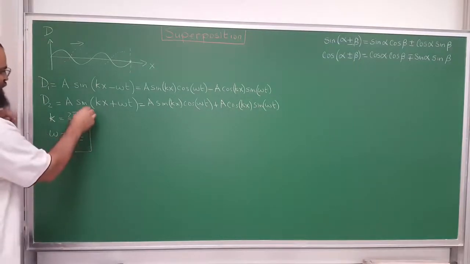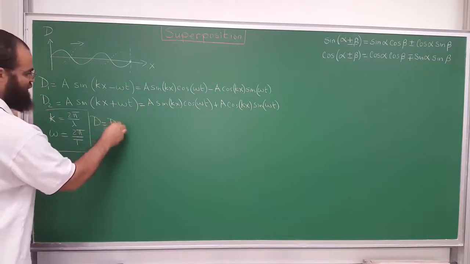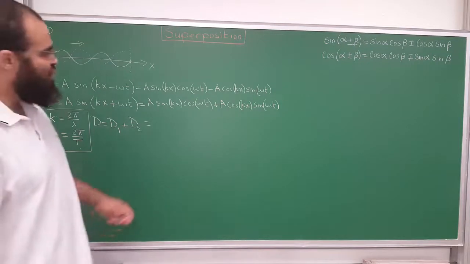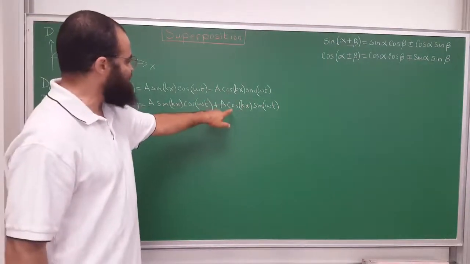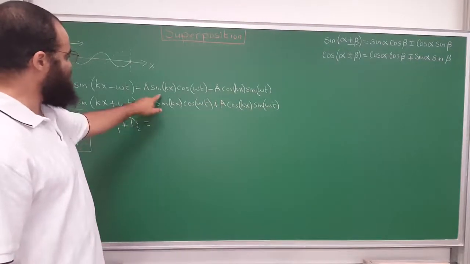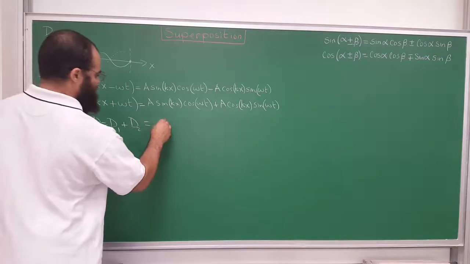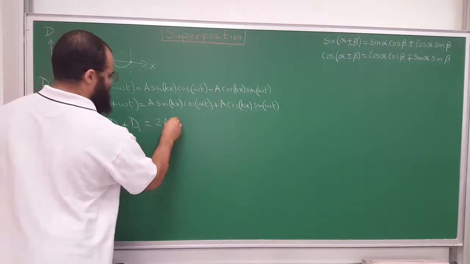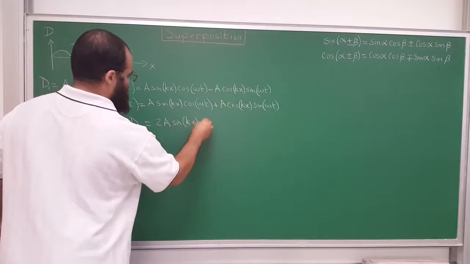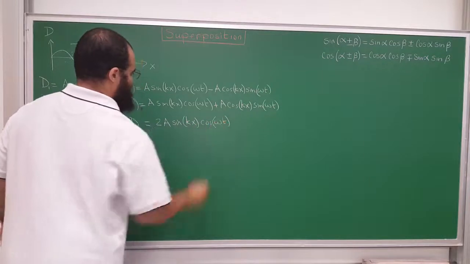When we have this new wave, d, which is d1 plus d2, what do we get when we add them? Well, you see this term and this term, they're exactly the same, but one is negative and one is positive, so they cancel. These two terms here are exactly the same, so they add. So we just have twice a times the sine of kx times the cosine of omega t.